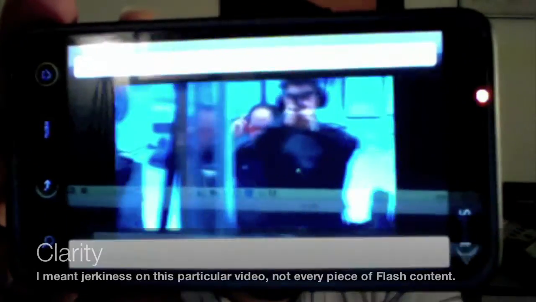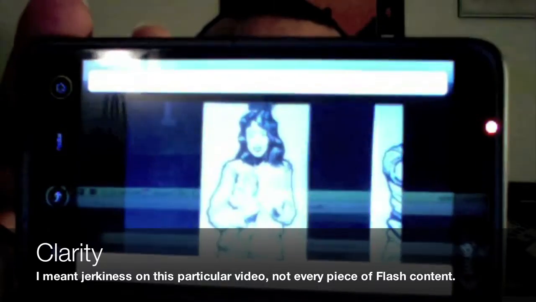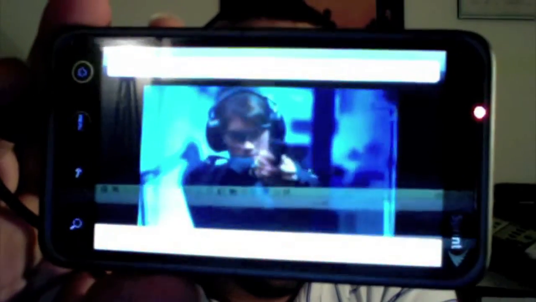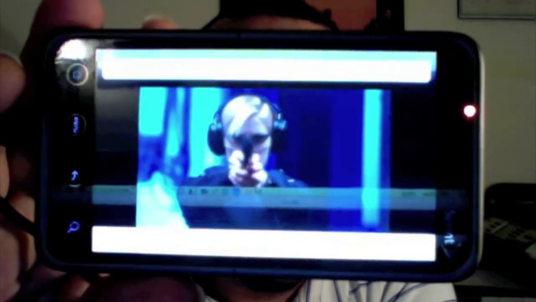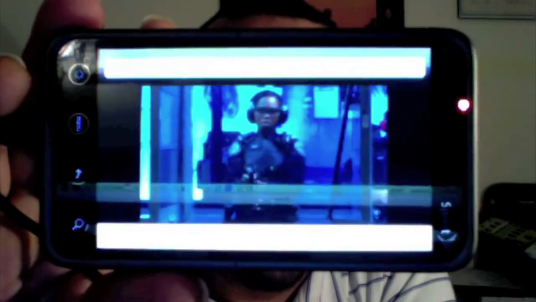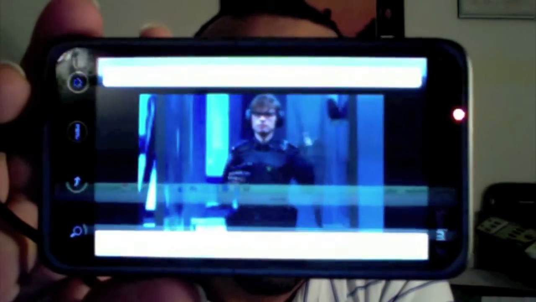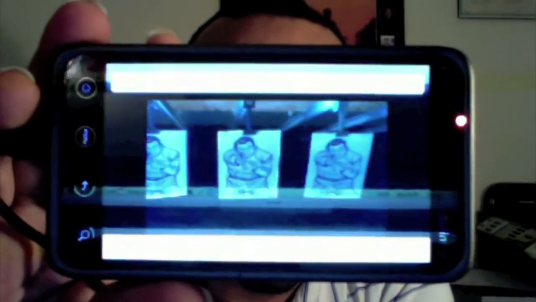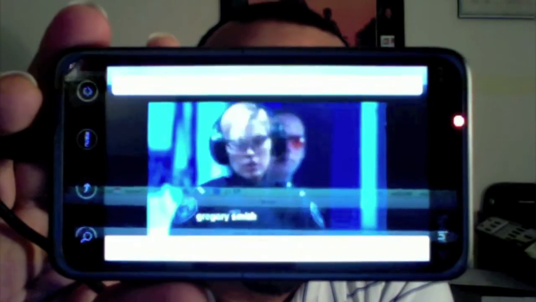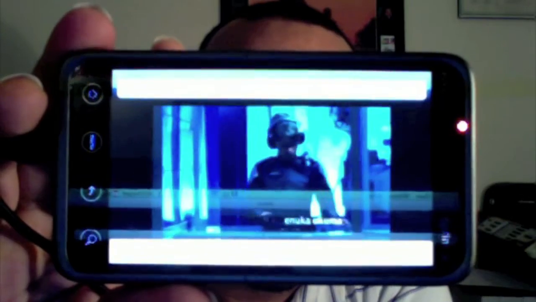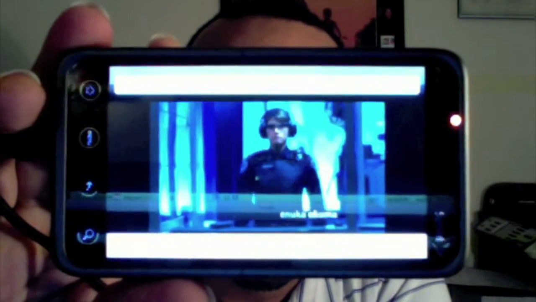Every now and then you get a little bit of jerkiness when there's a lot of motion, but for the most part, it's nothing like the experience the gentleman was having on the Nexus 1. It seems like everyone is talking about these Flash problems, and everyone is using the Nexus 1, which obviously is the phone that Google had. But this Evo is running pretty nicely. So far from a fail.